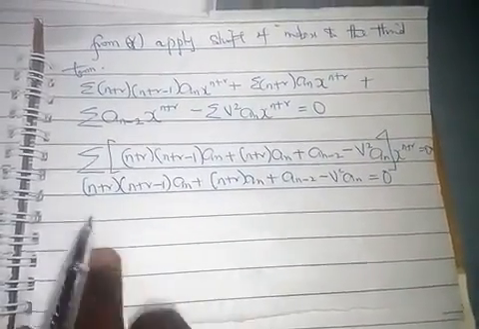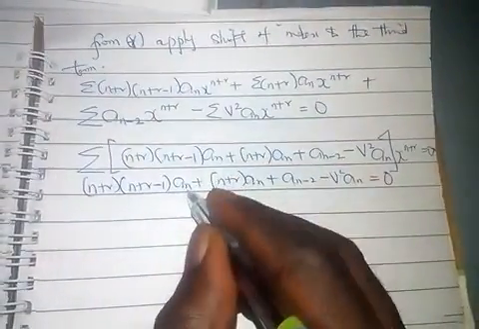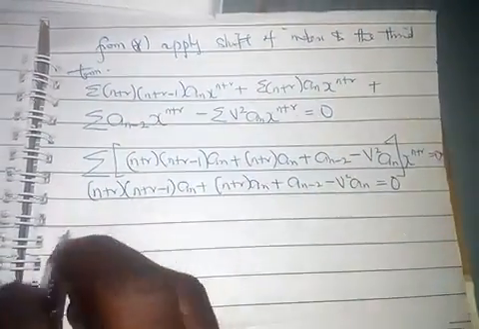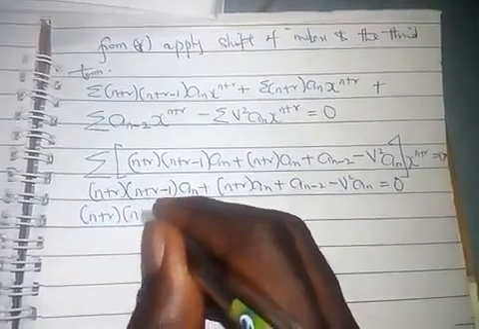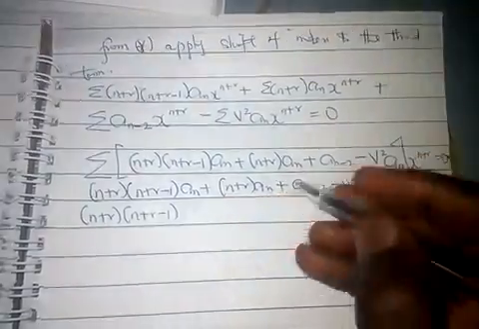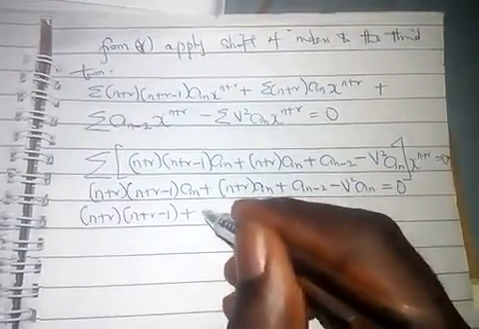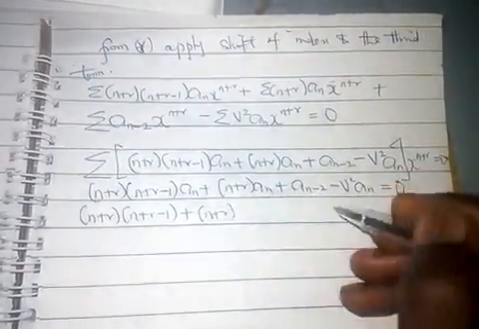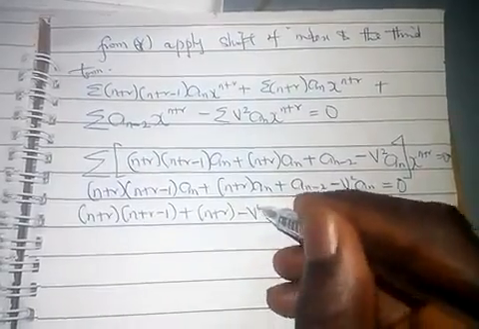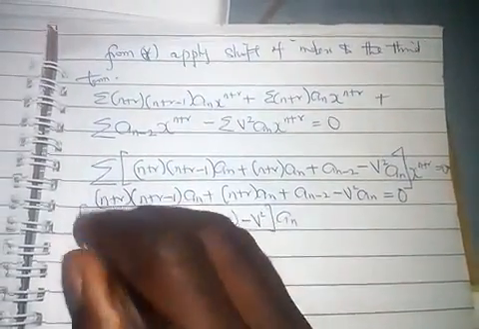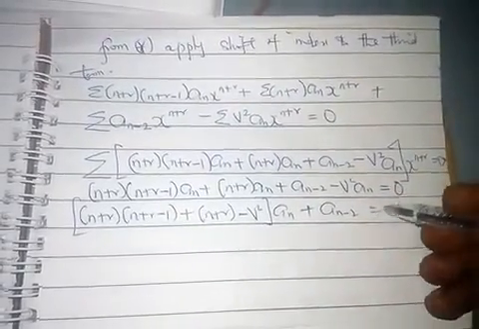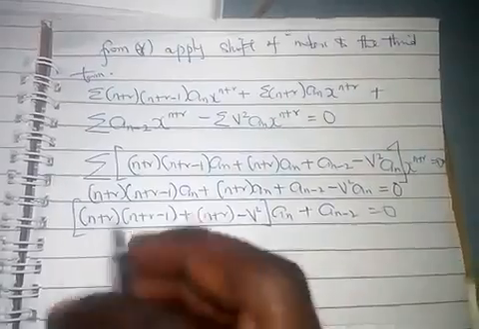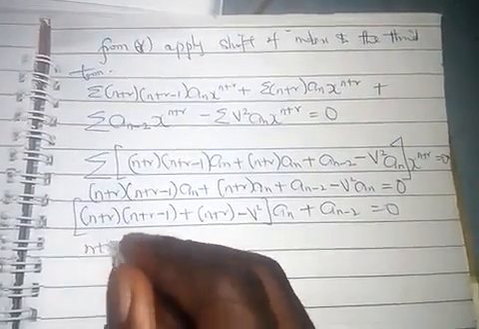So this one is the same as factor these three. We have (n + r - 1) plus (n + r) minus v², times a_n, plus a_{n-2} equals 0. We can easily move this to the other side. N plus r.